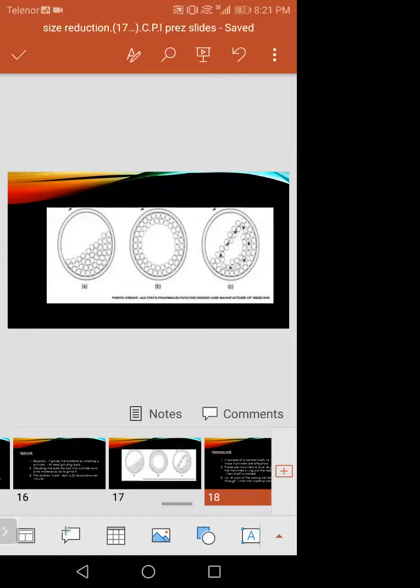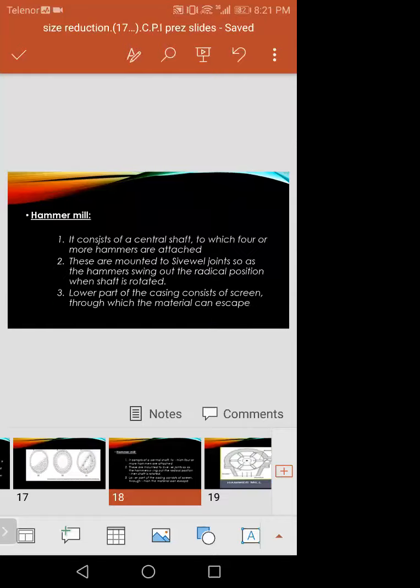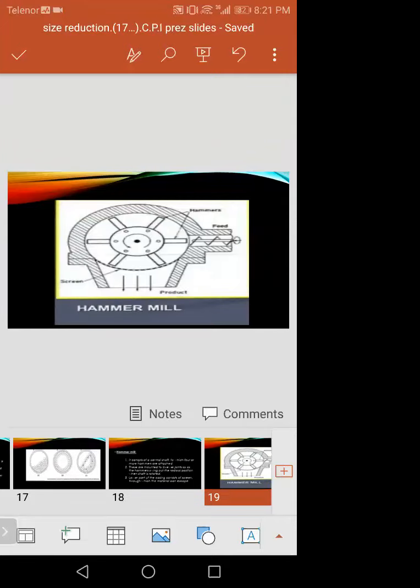Now move towards the hammer mill. You can see its diagram here. The hammer mill consists of a central shaft to which 4 hammers are attached. These 4 hammers are attached to swivel joints that help the hammers to swing out about the radial position. The lower part contains the screen, and this screen helps the material to escape out. This was the second equipment.